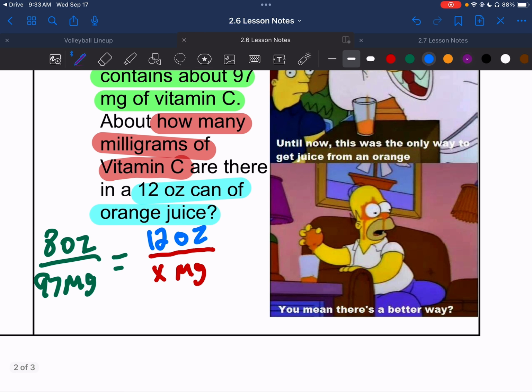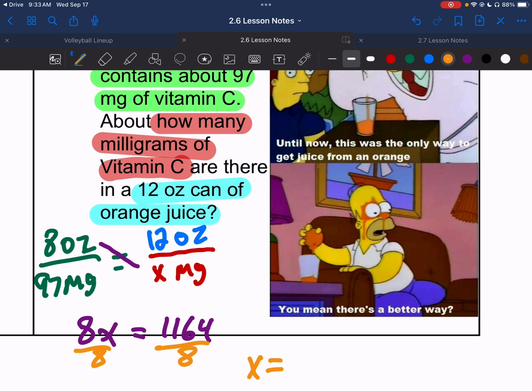So for this one, we are going to cross multiply, and we get 8x is equal to 12 times 97, which is 1164. And then we divide both sides by 8. And we get that x is equal to 145.5 milligrams. And so we've got 145.5 milligrams of vitamin C in our orange juice can that's larger.